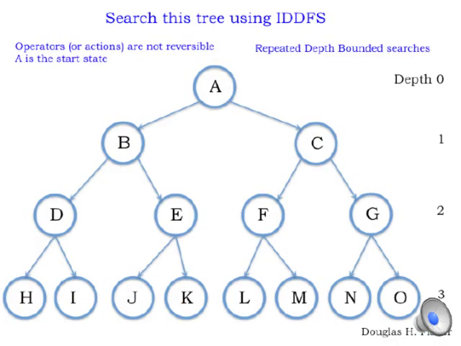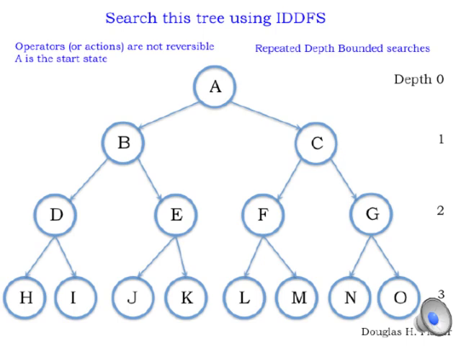So here's a search tree. It's a very simple search tree. A is the start state. It is at depth zero. And you'll notice that all the arcs are directional. So A's children are B and C. Poole and Mackworth would call these the neighbors. But you'll see that they're unidirectional. So if we're at C, A is not a neighbor of C. The operators are not reversible, in other words.